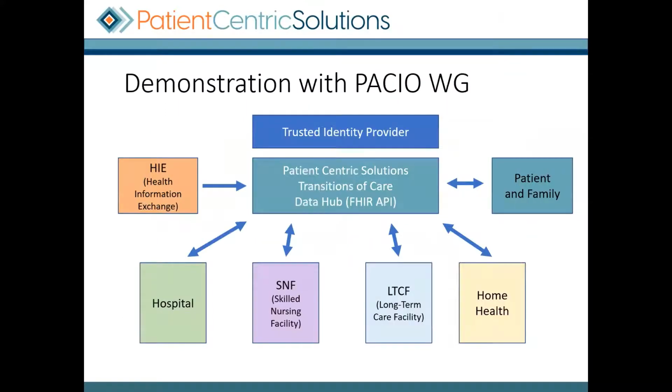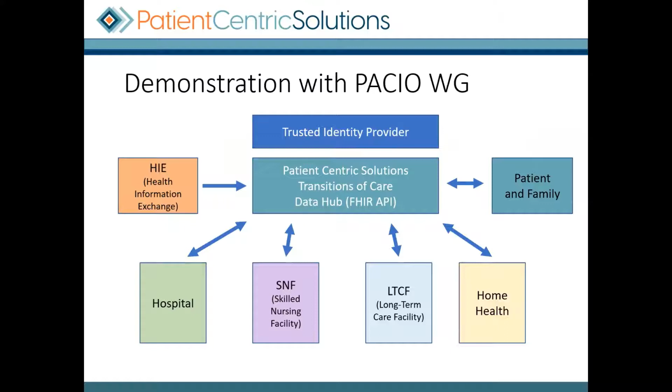As a contributor to the PASSIO work group, we've demonstrated this model for transitions of care, exchanging clinical data, including care plans and CMS assessments at multiple facilities across the continuum of care. To give you an idea of how this works, you'll see at the center, we have a transitions of care data hub, which includes a FHIR API.